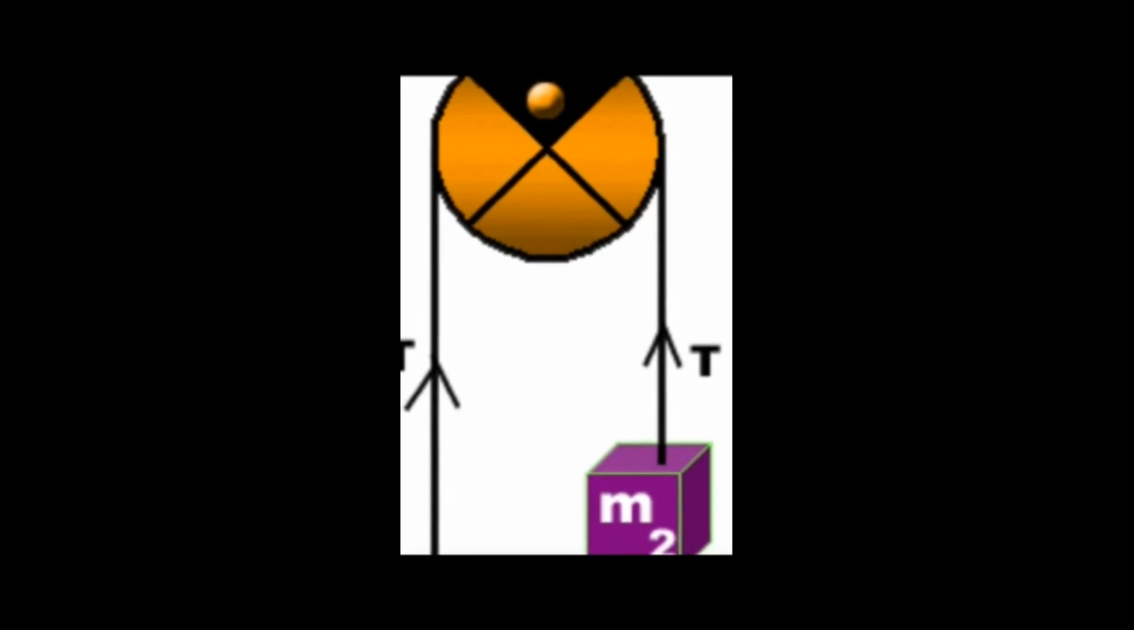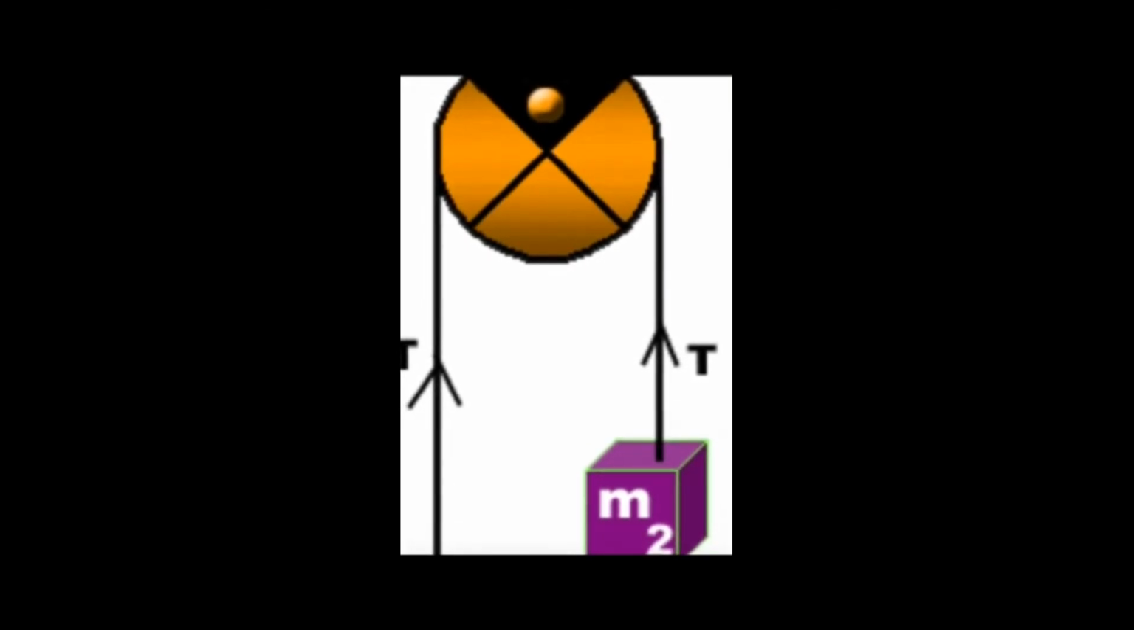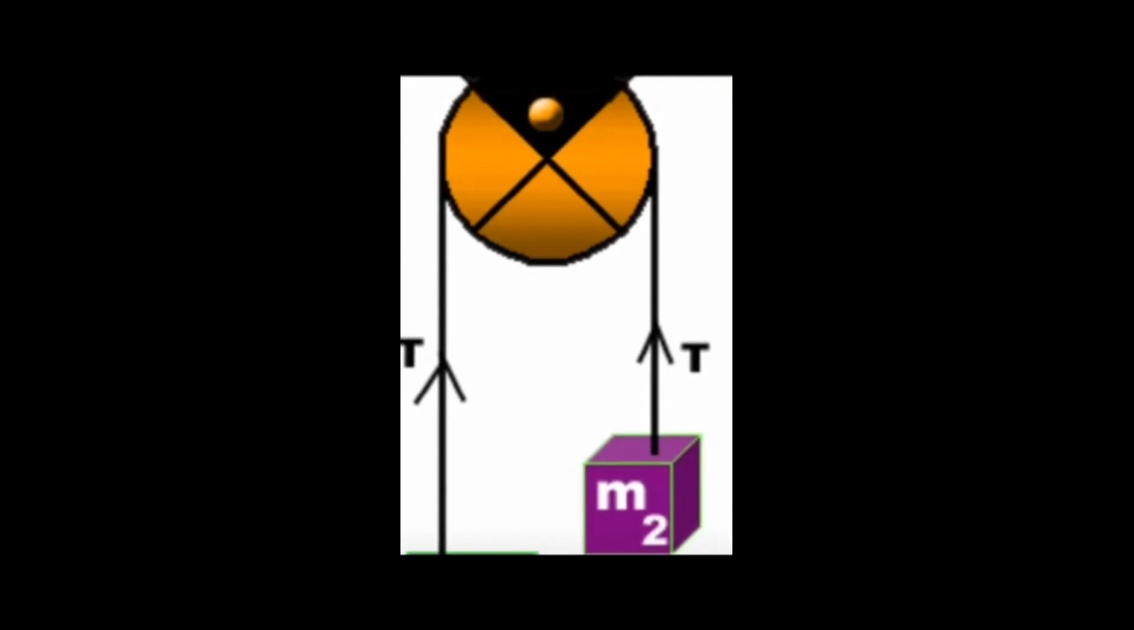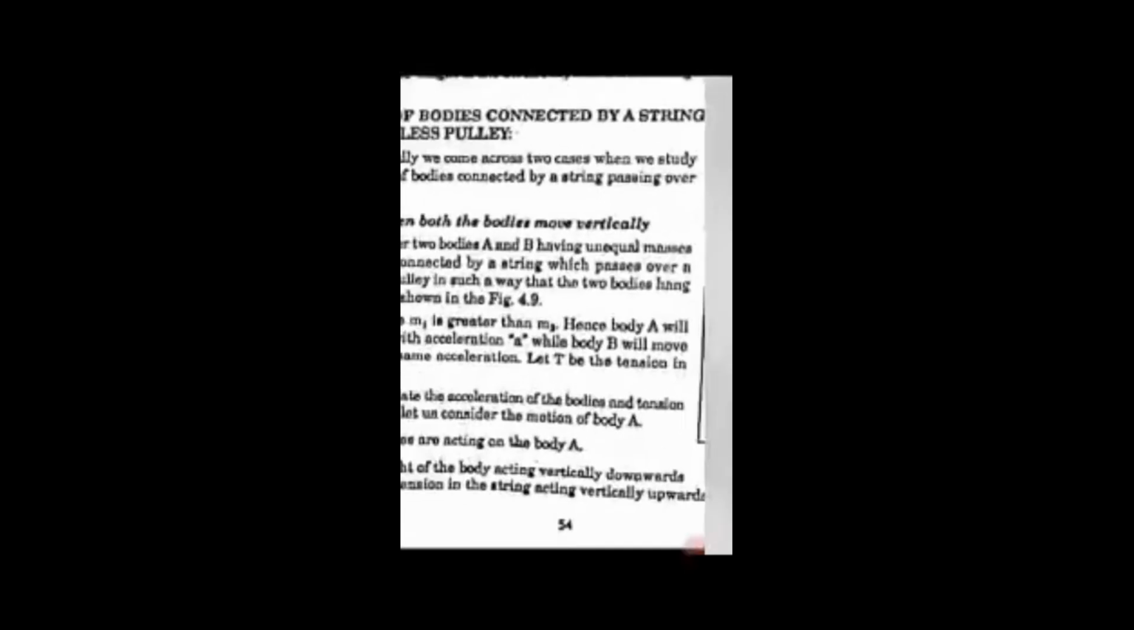Two weights are hanging on a frictionless pulley, so weights are acting downward and the tension on the string acting upward. You will see that here is a pulley on which two weights are hanging, that is weight A and weight B. Weight A is greater than weight B, which is acting downward, and the tension force is acting upward. Weight B is less than the tension force.